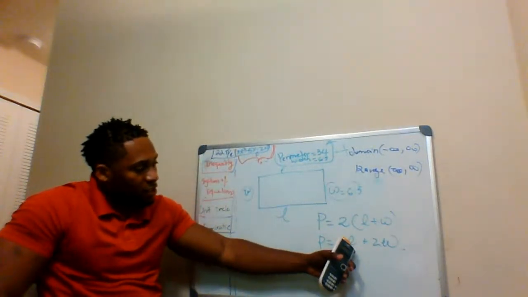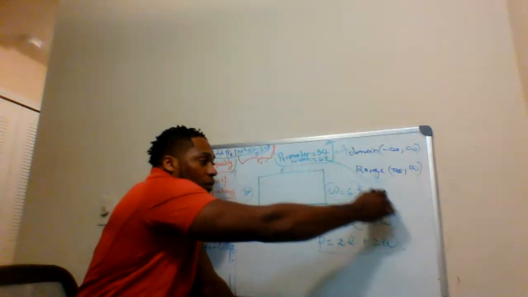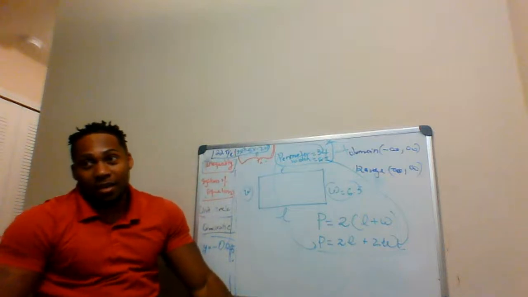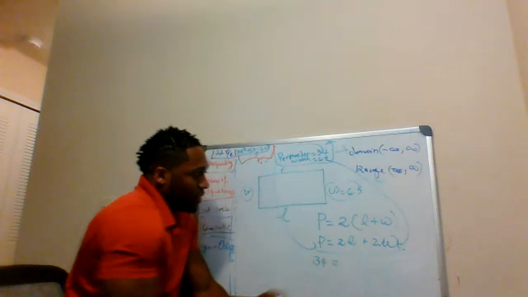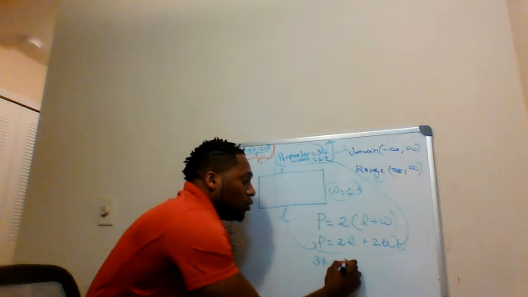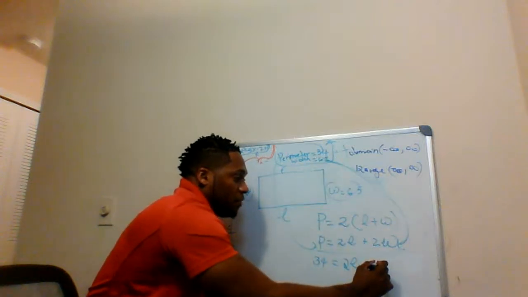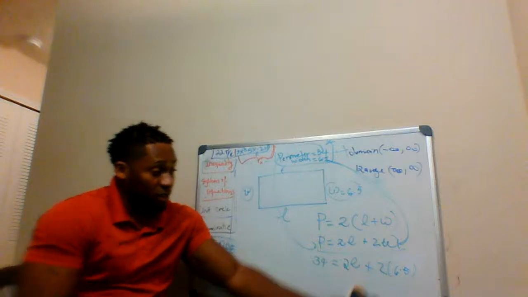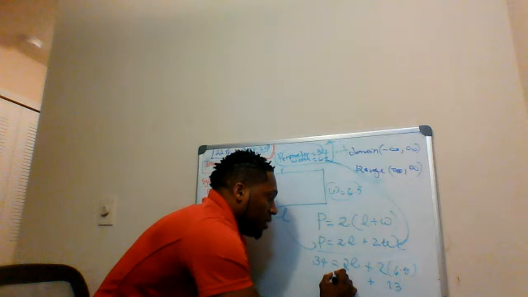So we know the perimeter is two times the length plus two times the width. We have the width. We have the perimeter. We just need the length. The perimeter is 34. I'm going to put the numbers in first so you understand I'm not doing any magic. 2 times the length plus, what's the width? 6.5. 2 times 6.5 is 13. Plus 2 times the length.